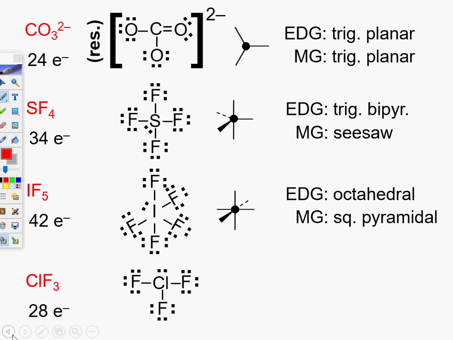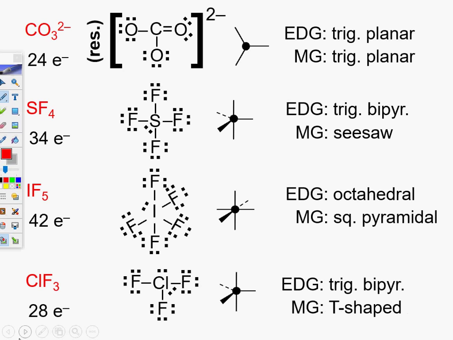All right, what's your shape? What's your electron domain geometry first? Trigonal bipyramidal. What was your shape? T-shaped. Did you not have the two lone pairs? Two lone pairs, T-shaped. Anybody not have that? You want me to go over that one? Okay.